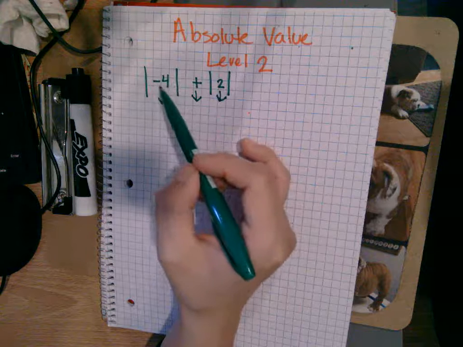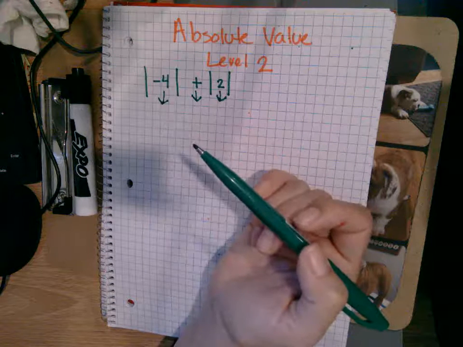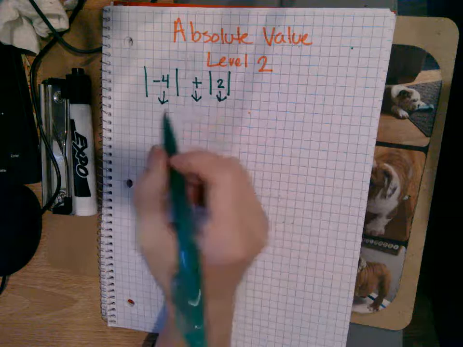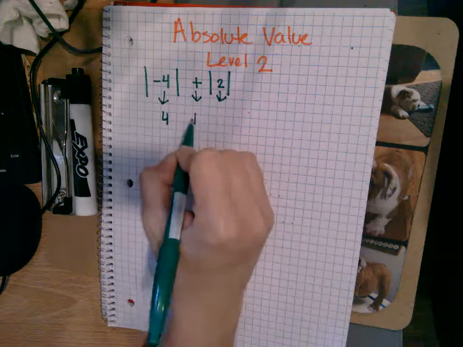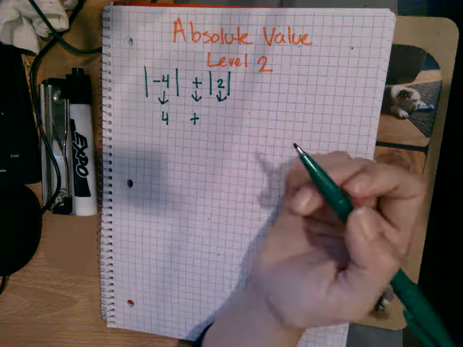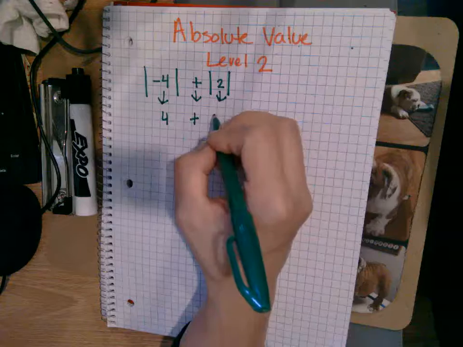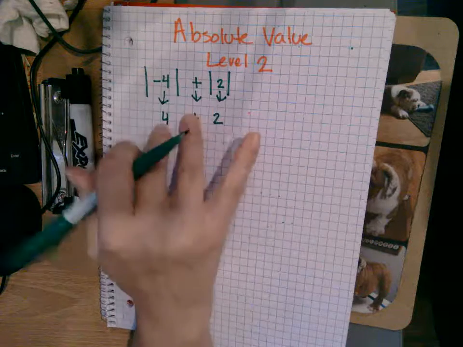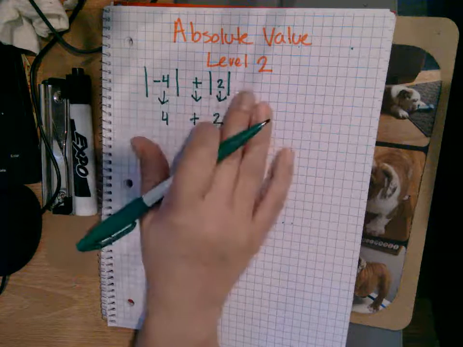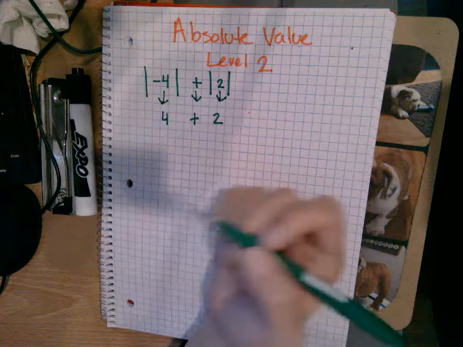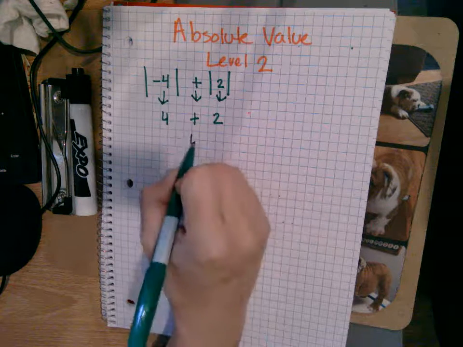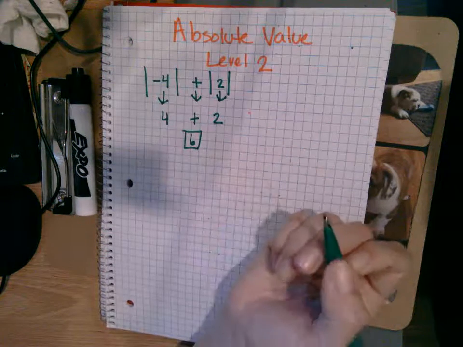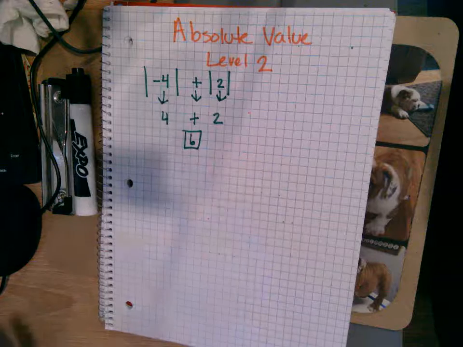What is the absolute value of -4? 4. Plus, what's the absolute value of 2? 2. So now that we drop these down, we no longer have any bars. Then we now do the traditional math, and we all get 6, right? So this is when it's individual bars.